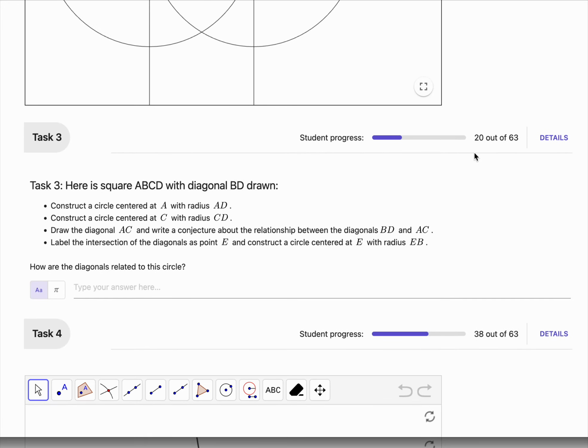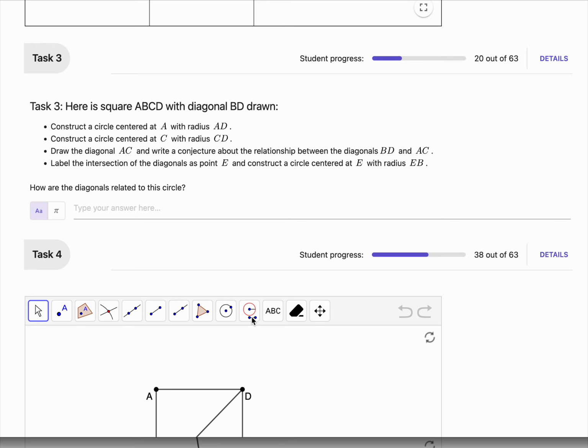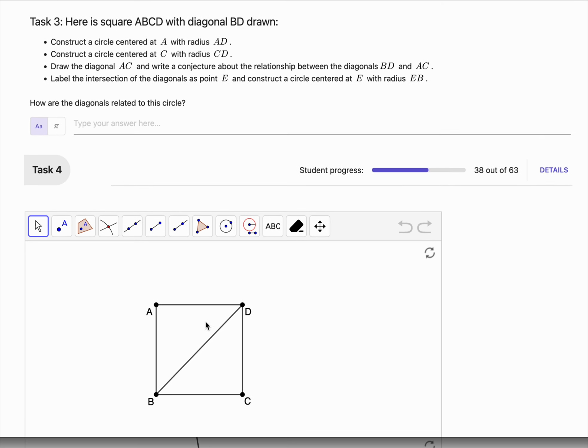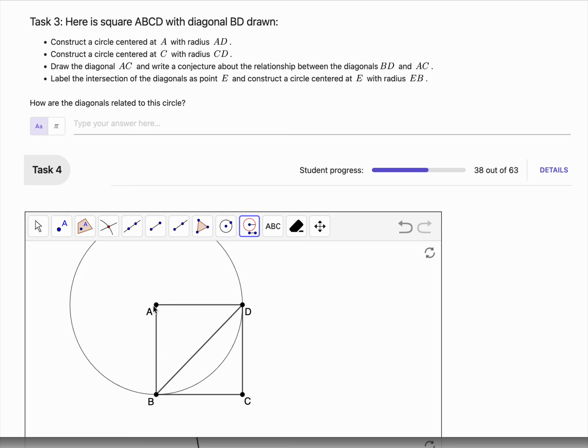All right, so it says for task 3, and we're doing this down here. It says, here is a square ABCD. All right, great, got it. ABCD. All right. Construct a circle centered at A with a radius of AD. Compass tool, always the compass tool. Centered at A with a radius AD. Okay. AD is my radius, and A is going to be my center.